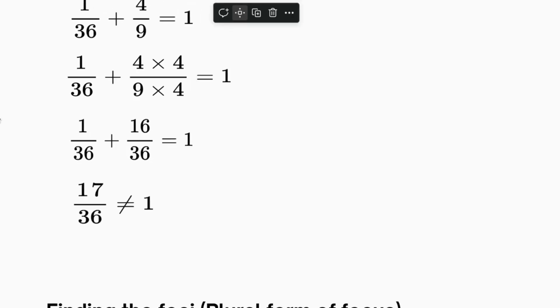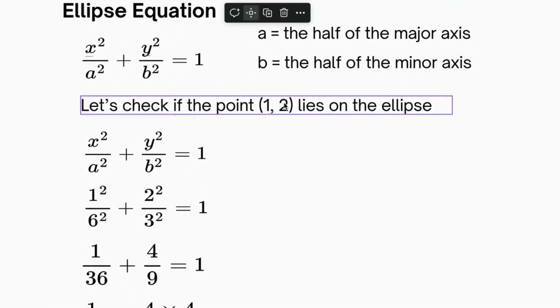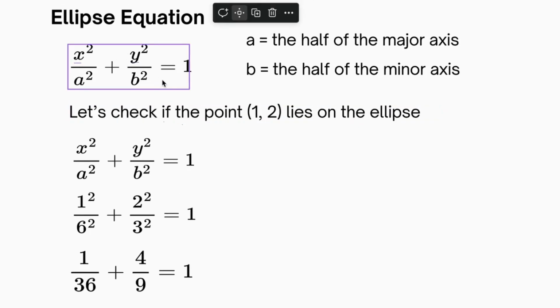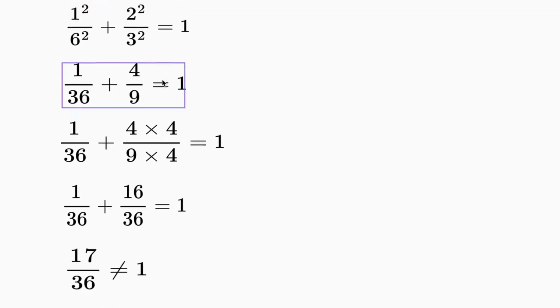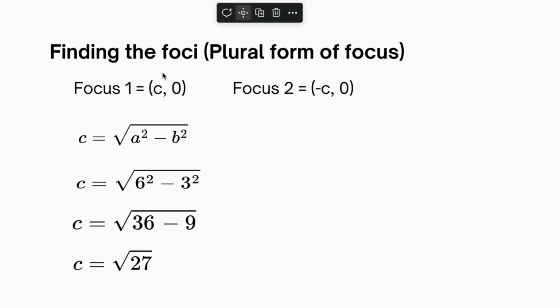Okay, so now that we have found out that the point (1, 2) does not lie on the ellipse, and we have clarified what the ellipse equation is about, let's move on to finding the foci. Here, foci is nothing but the plural form of focus. On any graph with an ellipse, there are two foci, focus 1 and focus 2.